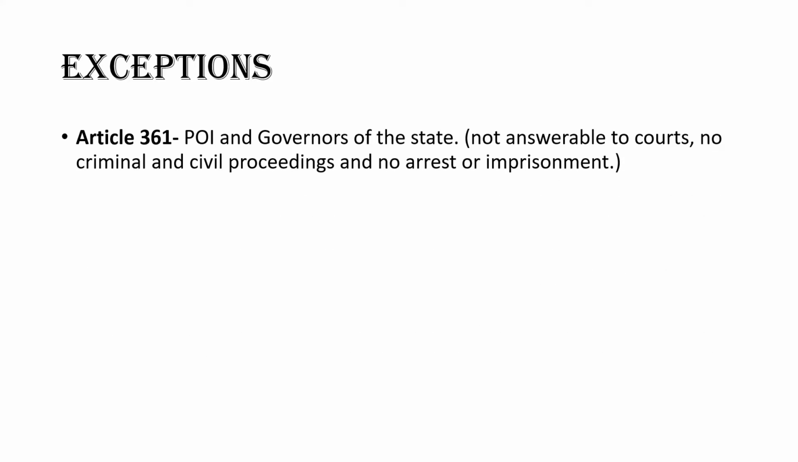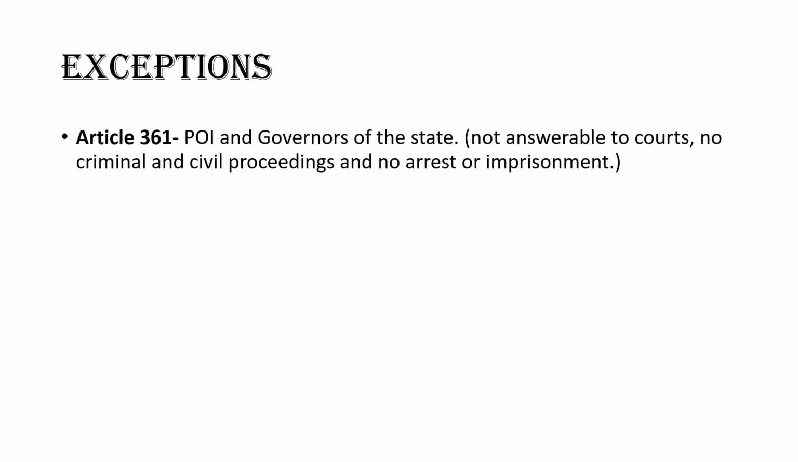Under Article 361, the President of India and the Governor of the states enjoy the following immunities. The President or the Governor is not answerable to any court for the exercise and performance of the powers and duties of his office. No criminal proceedings shall be instituted or continued against the President or the Governor in any court during his term of office. No civil proceedings against the President or the Governor shall be instituted during his term of office in any court in respect of any act done by him in his personal capacity, whether before or after he entered upon his office, until the expiration of 2 months next after notice has been delivered to him. No process for the arrest or imprisonment of the President or the Governor shall be issued from any court during his term of office.